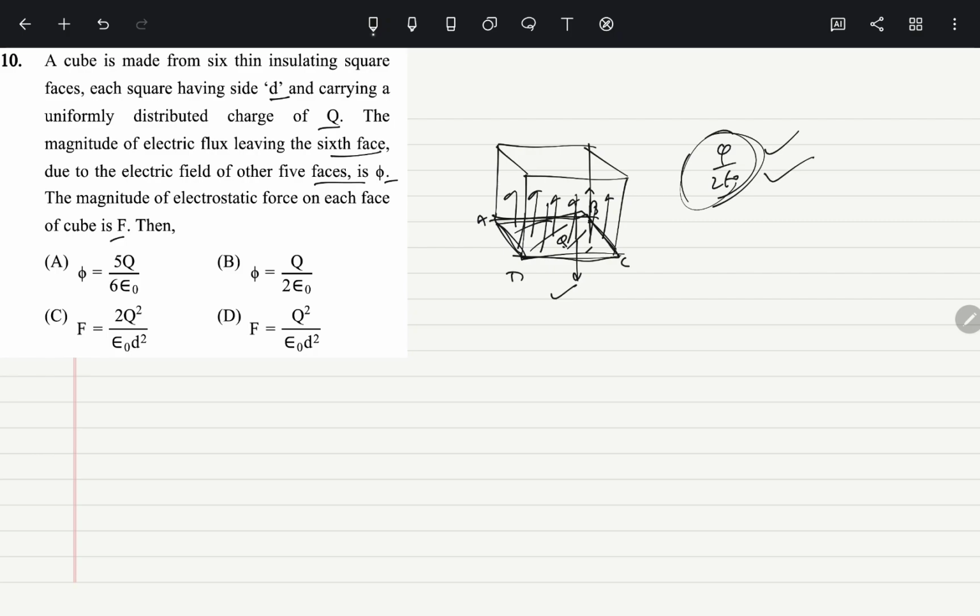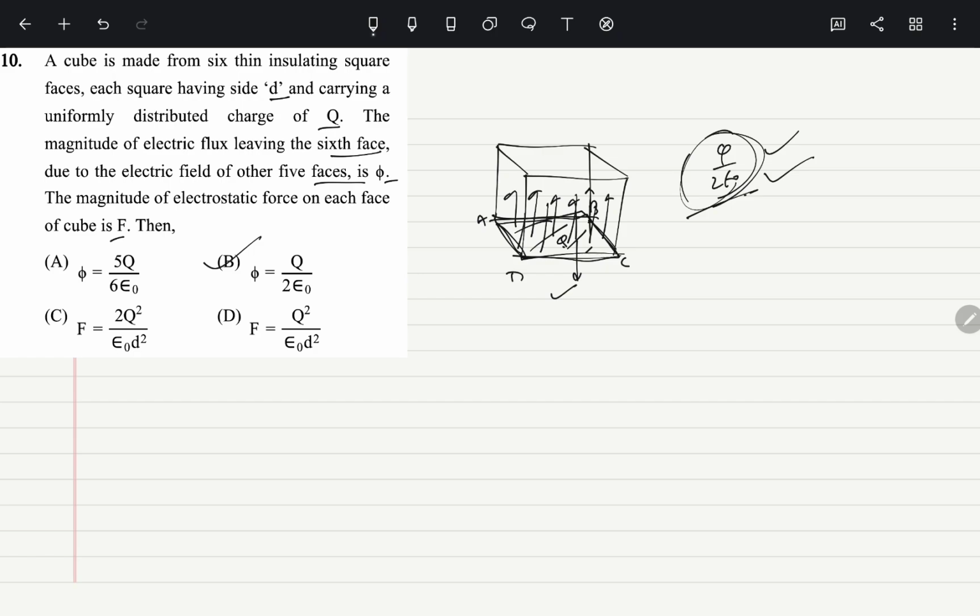Because this Q by 2 epsilon naught is the flux coming out of this face from each and every point, how much flux can go into this face at each and every point? Q by 2 epsilon naught. So it's a reverse process which you need to think. So the flux is what we have to calculate here, and that is Q by 2 epsilon naught. So option B is correct.